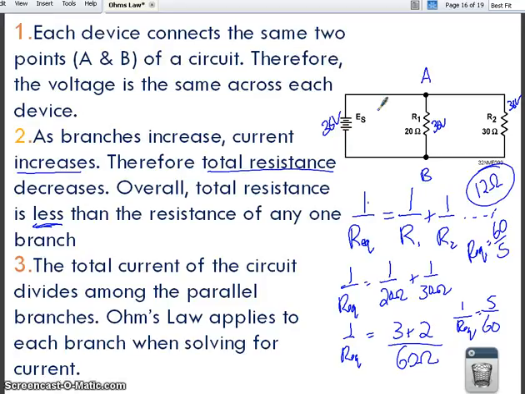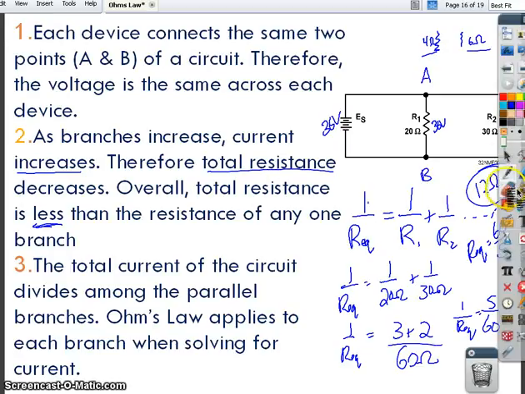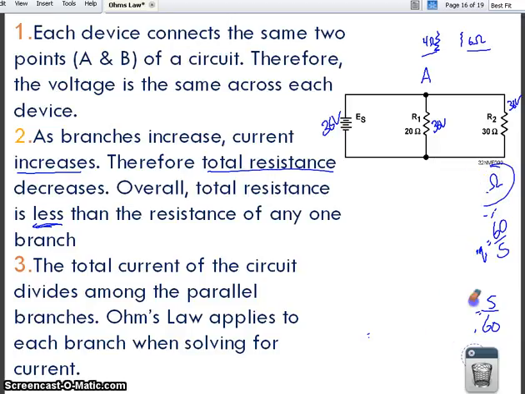Okay, so no matter what, if you had an example with a 4 ohm resistor and a 6 ohm resistor, for example, we know the overall resistance is probably going to be like 2 or 3. It has to be less than 4 and 6. So the overall is going to be less. So let's erase that. So that's how you solve for equivalent resistance in a parallel circuit.